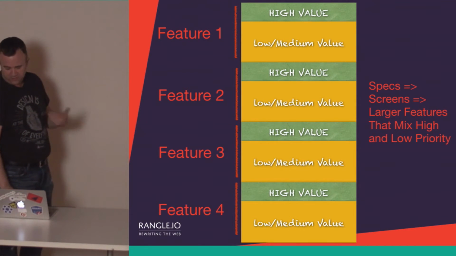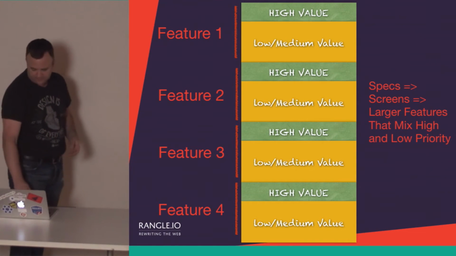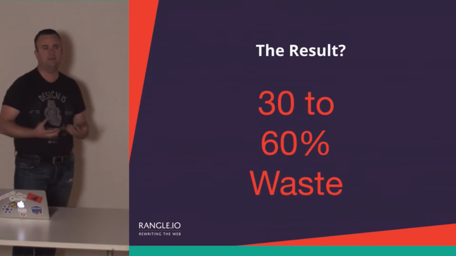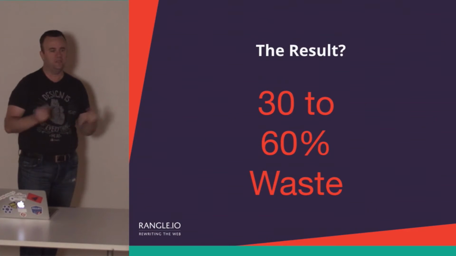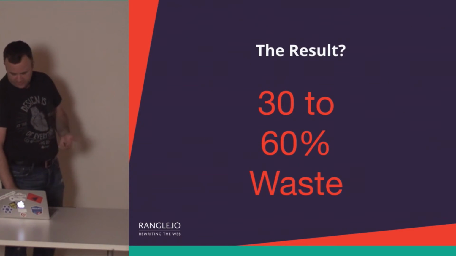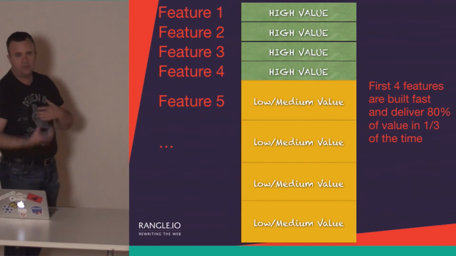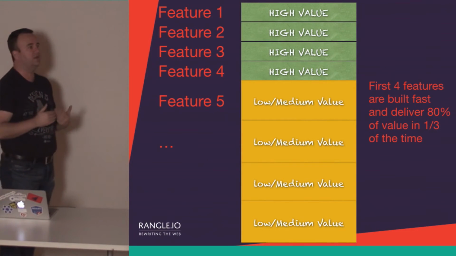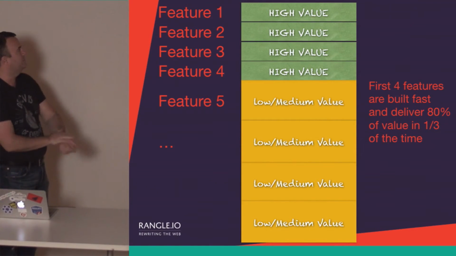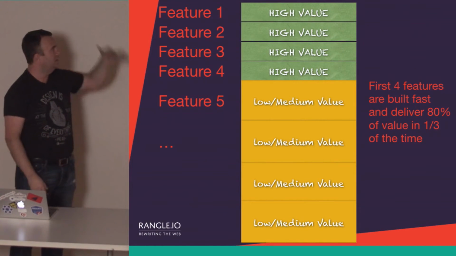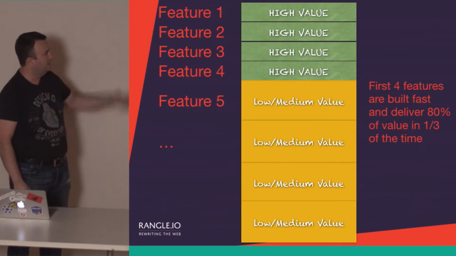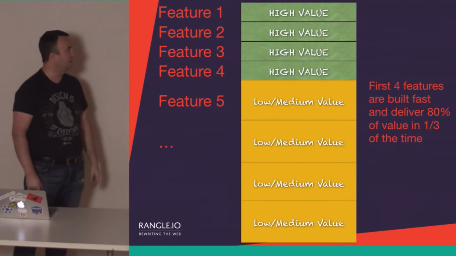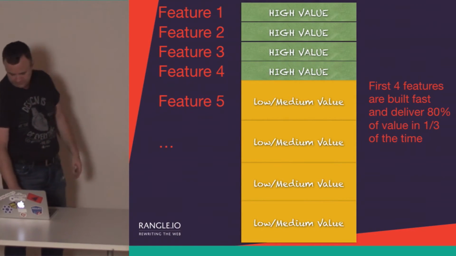So specs are screens, larger features that mix high and low priority. And the result is 30 to 60% waste. You're just carrying all this stuff that's not valuable. And you can't even talk about it because it's all lumped together and there's no traceability. Compared to if you can break things down and you do a natural prioritization when you're designing and building, you've got all your high-value stuff up top. You get through like 4 features that have the vast majority of the value, and you've really done it in a third of the time.